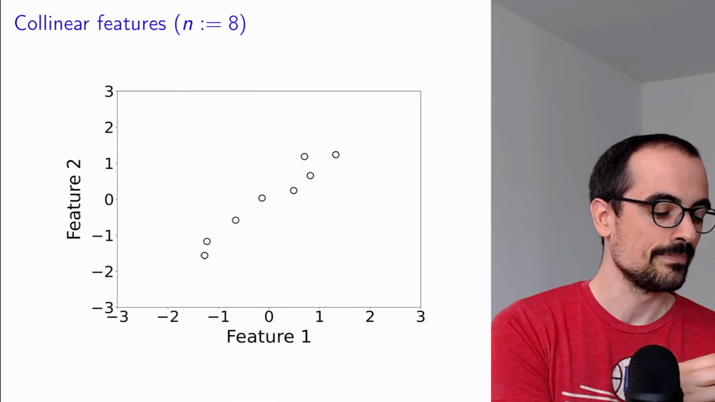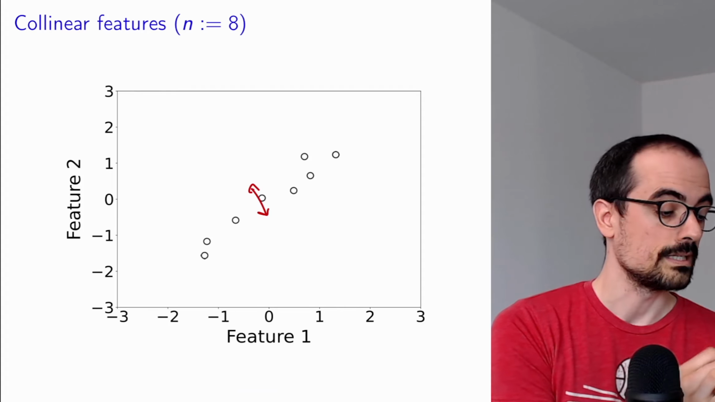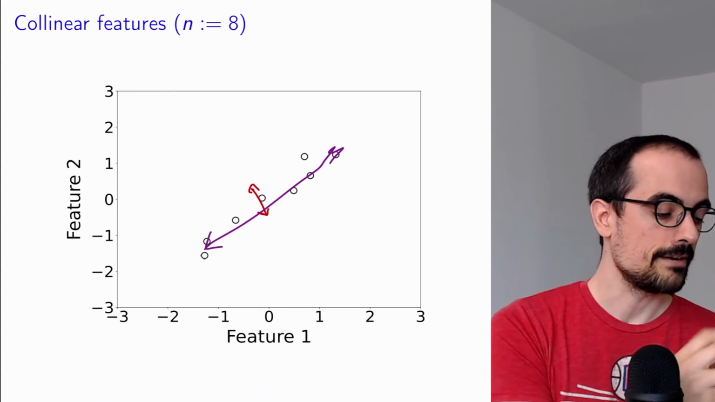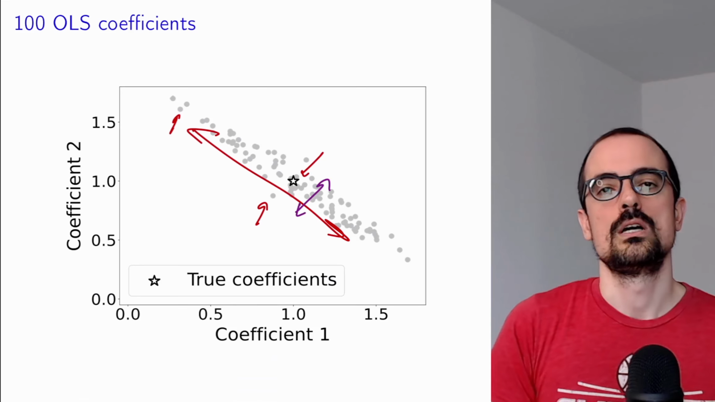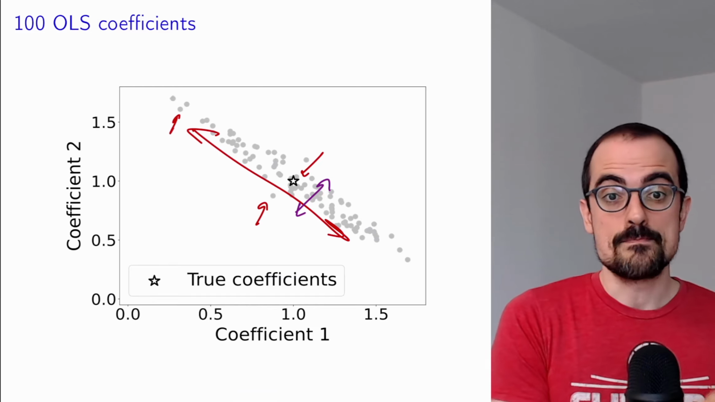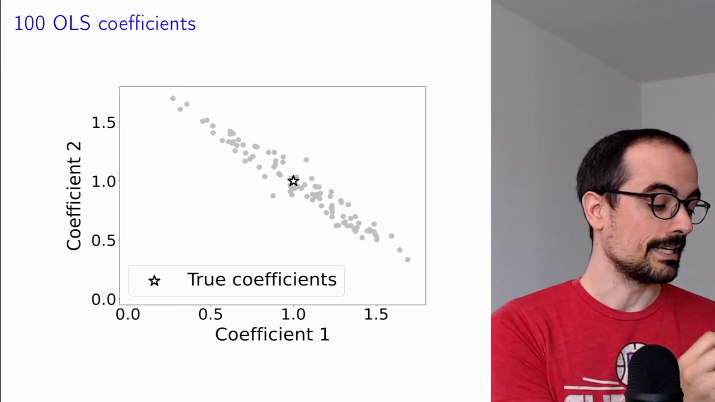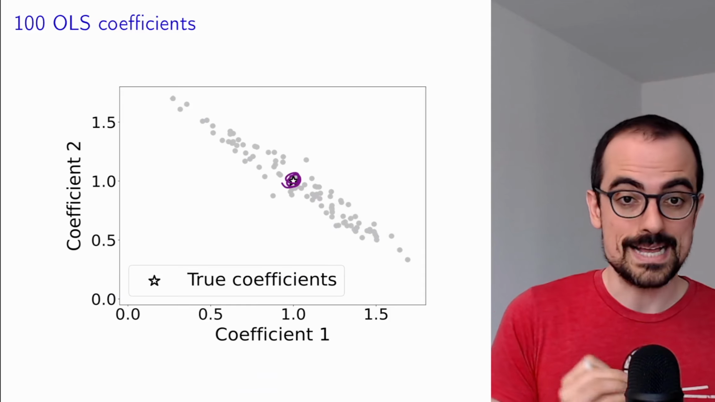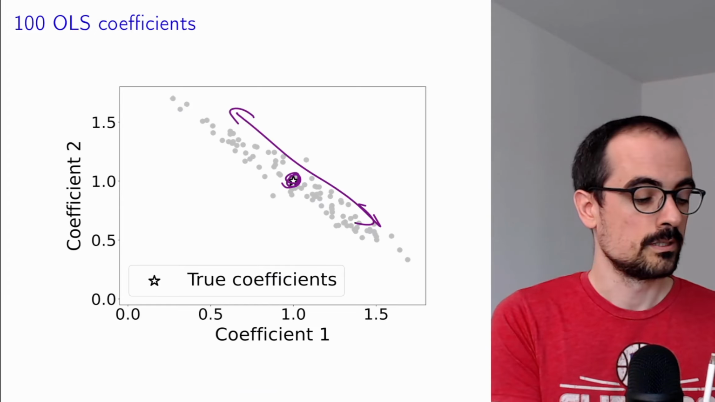Because that's precisely the direction in which the features have very little sample variance, whereas in this other direction where they have more sample variance, the variance of the coefficients is much smaller. This is exactly what we talked about in the video on coefficient error, where we saw that the OLS coefficients are unbiased. This is why we see that the center of this cloud of points is exactly at the true coefficients. They are unbiased, but they can have large variance in directions where the features have low variance.